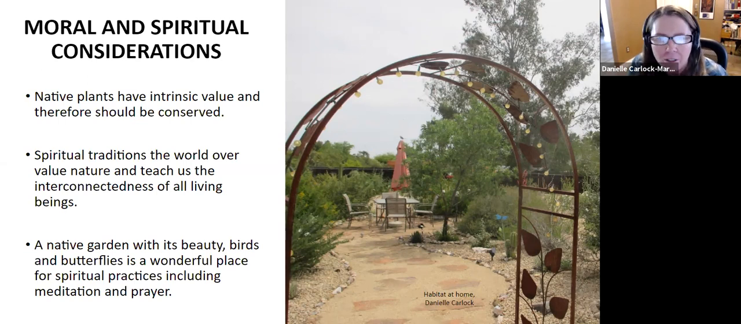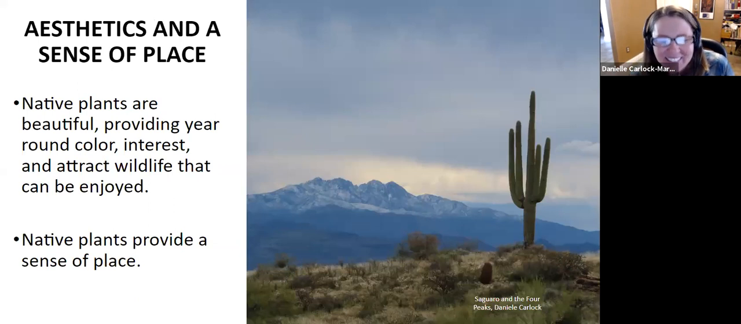I think I have one more point to ponder. Next slide, please. And that's aesthetics and a sense of place. So really what I'm talking about here is each region of the country has its own iconic plants and a sense of place that comes from that, that lets you know that you're somewhere unique.